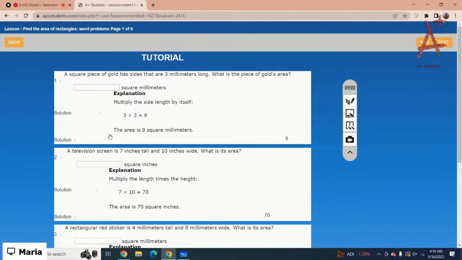So 3 times 3 is 9. So the correct option is 9. Got it? Whenever we have to calculate the area of a square, you have to do side times side. If a square has the same side lengths, it would be 3 times 3 and that would be equal to 9.